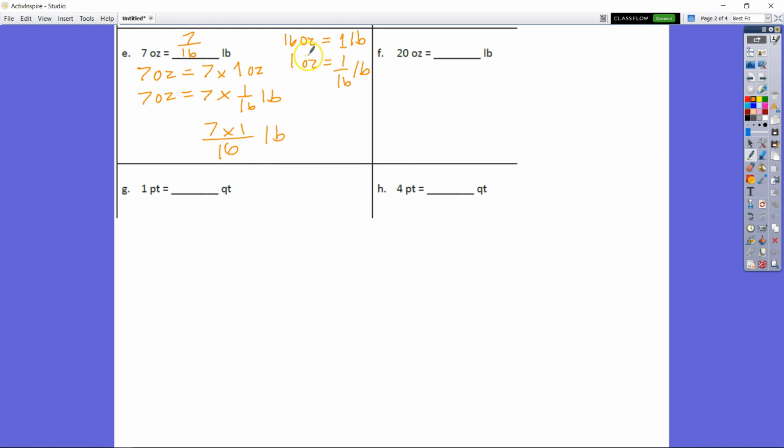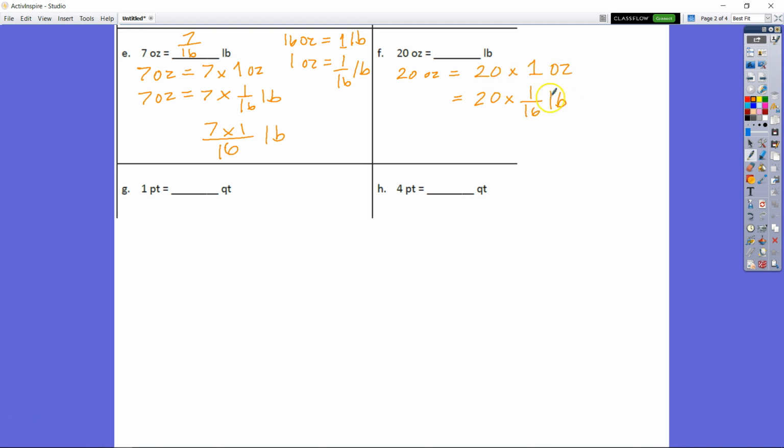We know that 16 ounces is equal to 1 pound, so 20 ounces is going to be more than 1 pound. It's going to be 1 pound, not quite 2 pounds, but it's going to be 1 pound and 4 ounces. Let's go ahead and break that down. We said 20 ounces equal to 20 times 1 ounce. We know that 1 ounce is equal to 1/16 of a pound, so this is going to be equal to 20 times 1/16 of a pound.